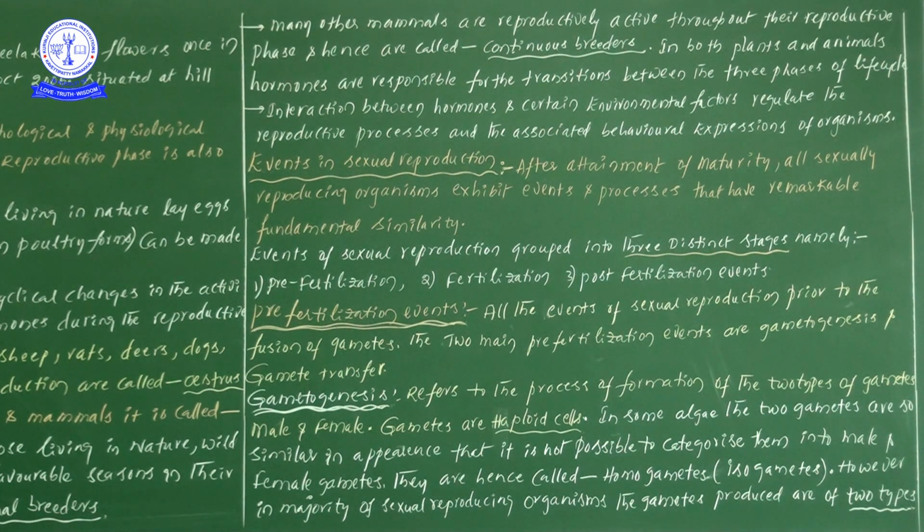Means when we observe those gametes, we cannot distinguish either male or female. So when we are unable to categorize them into male and female, such kinds of gametes we will simply call homogametes.